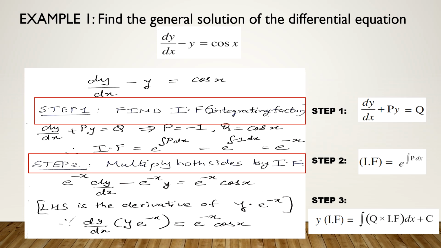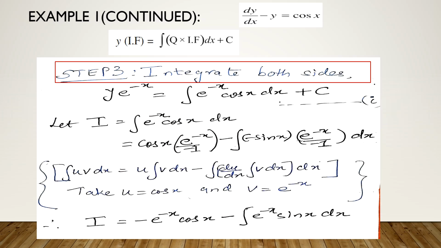Third step, actually why we are doing y into integrating factor, I have just demonstrated in the first example. Otherwise, you just need to multiply y by the integrating factor on the left hand side. Basically, when you multiply the integrating factor on both sides, it will be e raised to minus x dy by dx minus e raised to minus x into y is equal to e raised to minus x cos x. If you check, the left hand side is the derivative of y into e raised to minus x. That is the reason I told you in step 3, you just have to multiply y with the integrating factor.